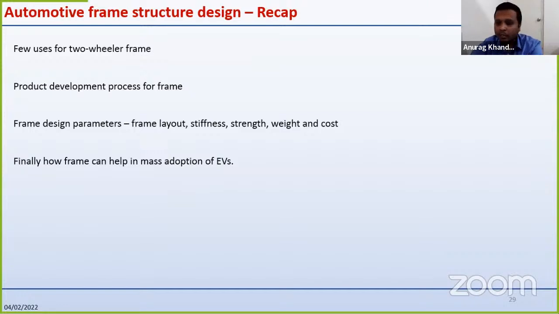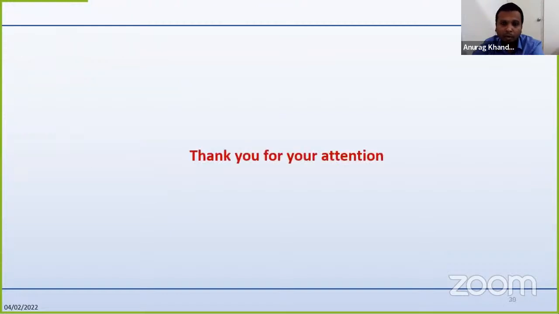So finally, I'm going to recap. I think the session has stretched a bit, so I'll close soon. Mostly we touched upon the frame uses, then we saw the product development process, and we have seen the design parameters of the frame. And finally, we have touched upon how frame design changes, or what the impact is, when we go for future EV designs with more and more components and more safety requirements coming for the frame design. So thank you for your attention.